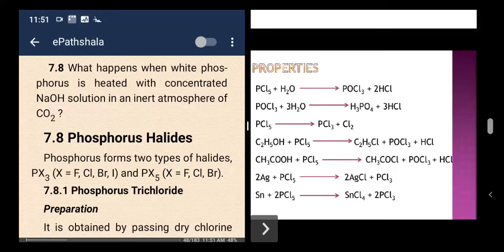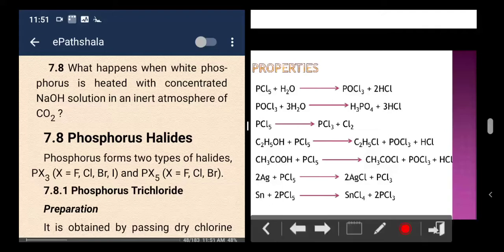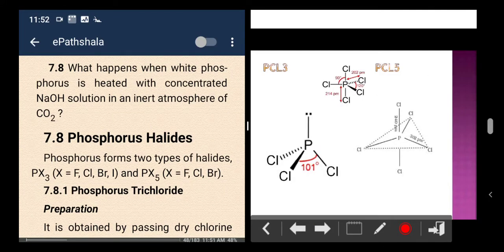Everybody, to the continuation of the previous video, now we are going to see about phosphorus chloride. The structure of phosphorus chloride is like this, where phosphorus has one lone pair and bond pairs with chlorine. Each bond will have a chlorine. The bond angle between the chlorine atoms is 101 degrees.